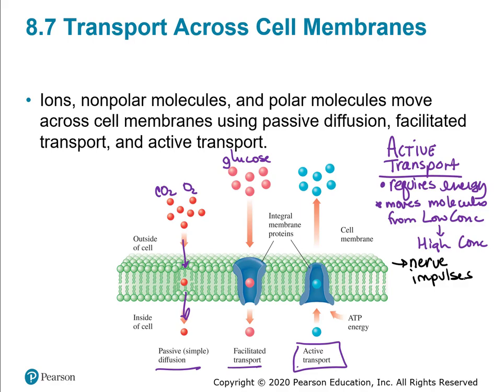Nerve impulses require active transport. Muscle contraction requires active transport. In order for a muscle to contract, calcium has to be released into the cell to interact with the muscle fibers. So if you can't put calcium at a high concentration somewhere, you can't trigger that interaction.